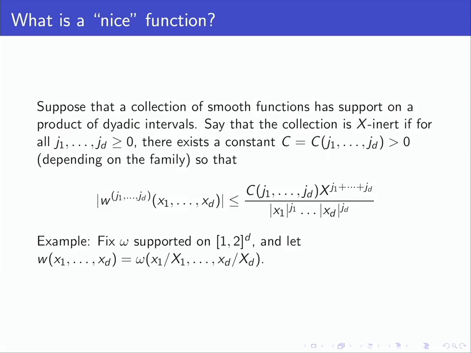And a good example to have in mind is just, what if you take some fixed function once and for all, this omega, and then just rescale it by all these parameters x1 up to xd, and then the family just depends on these capital X1 up to capital Xd, and then all these constants are independent of your capital X1 up to Xd.